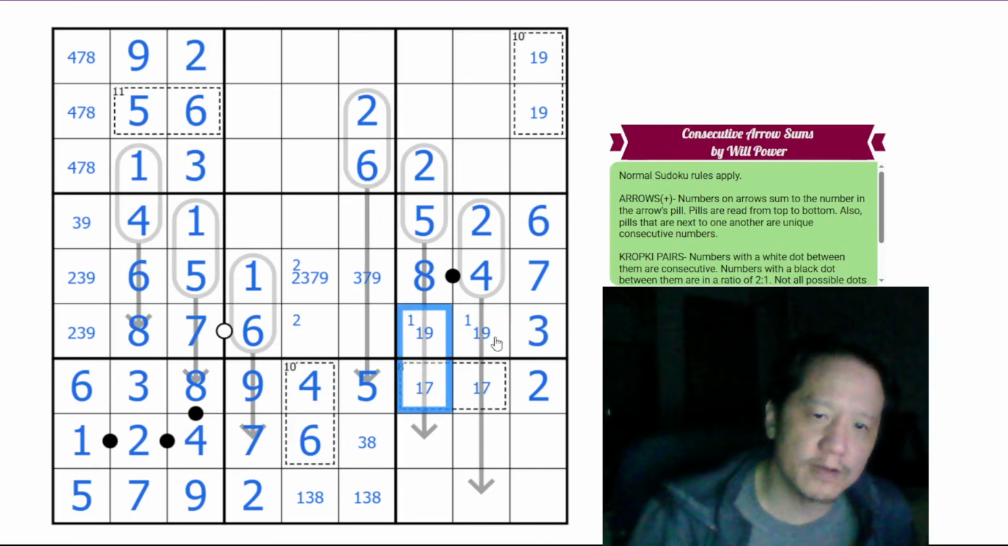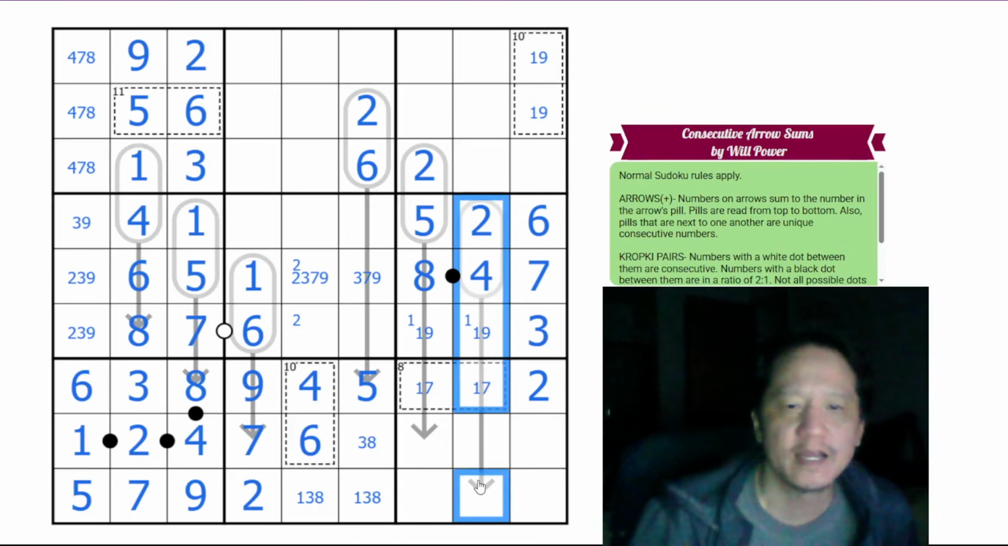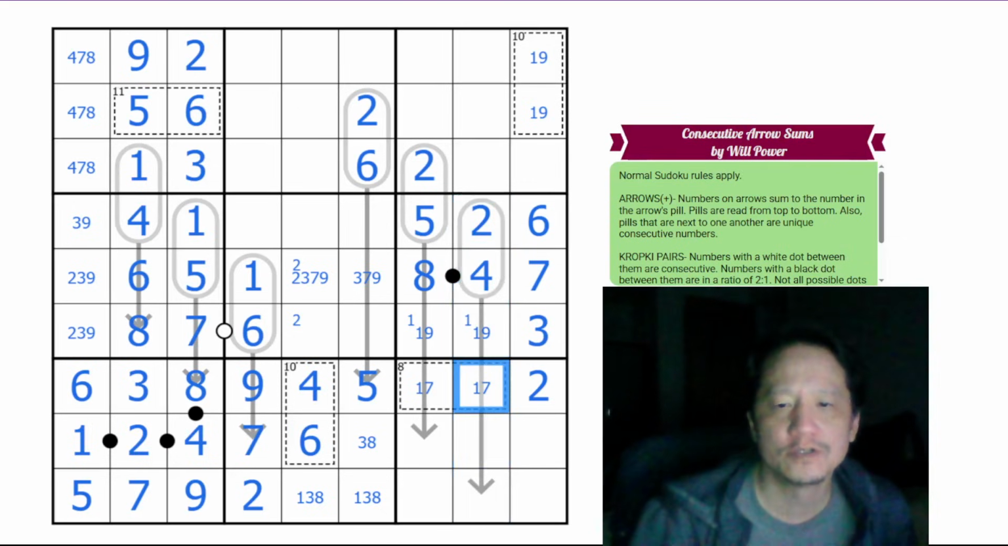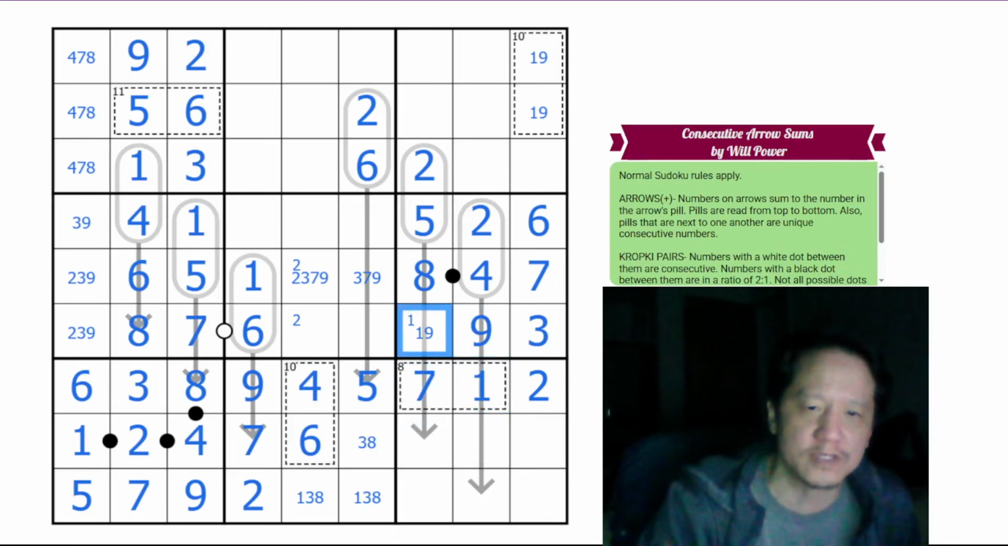So to add, one of these is guaranteed to be 1. This is guaranteed to have a 1. So 1, 7, 8, 9 adds up to 25. 1, 6, 8, 9 adds up to 24. So this can't be 7. This is 1, which makes this 7. 1 eliminates 1 here, so it's 9.